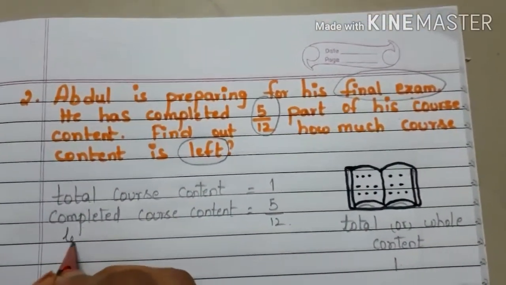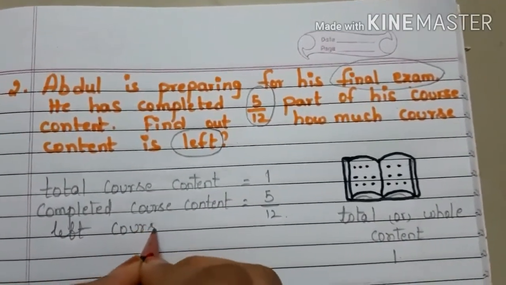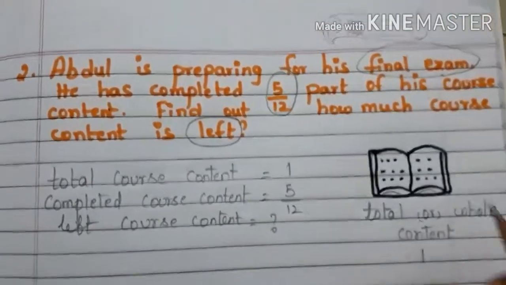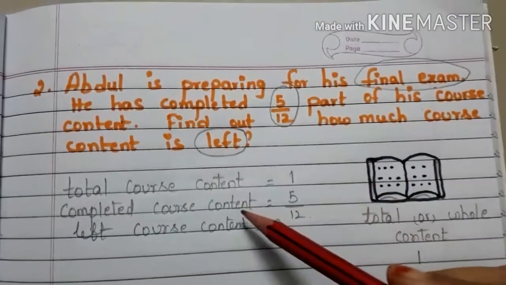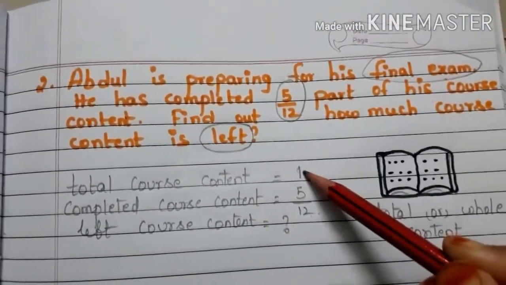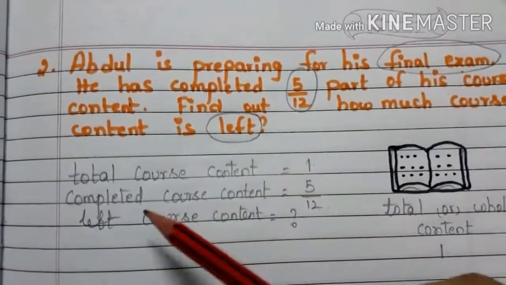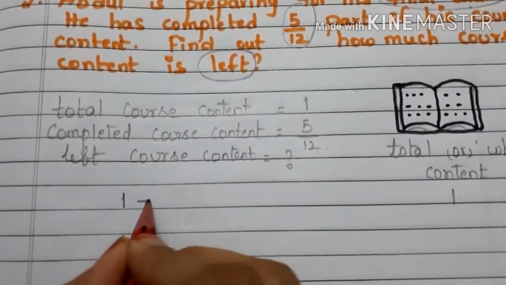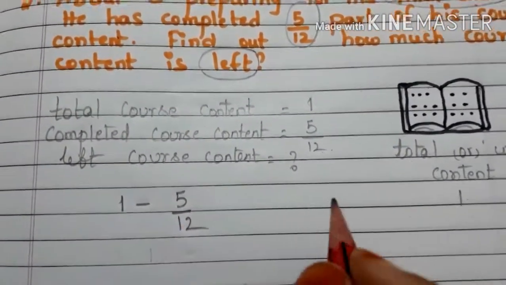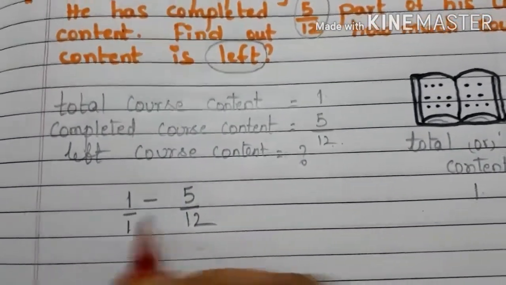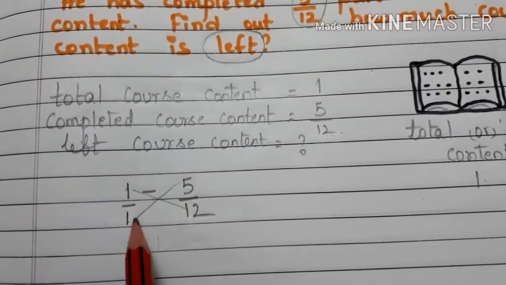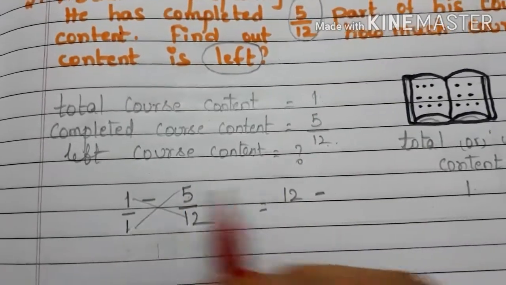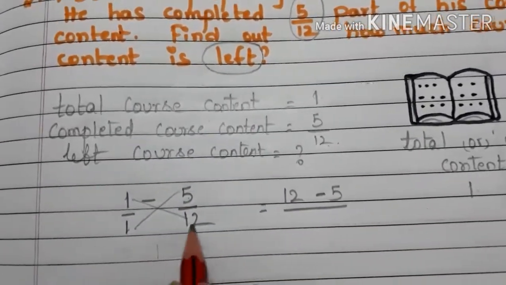Okay, right here. Left course content is equal to how much? Okay, now we have to subtract the completed course content from the whole course content. Then we will get how much course content is left. Now subtract 1 minus 5 by 12. Okay, here 1 means we can write as 1 by 1. Do the cross multiplication. That is equal to 1 into 12, 12 minus 1 into 5, 5 by 1 into 12.